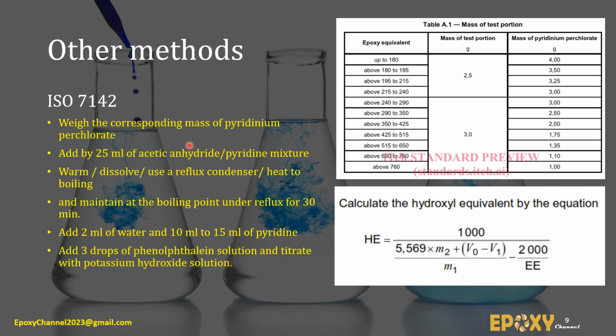So we weigh the corresponding mass of sample, which is defined by this table. We add 25 milliliters of acetic anhydride pyridinium mixture. We warm it. We let the sample dissolve in the solution. We use a reflux condenser. We heat it to boil, and after that we let it boil for 30 minutes. After that we add 2 milliliters of water and 10 to 15 milliliters of pyridine, and add 3 drops of phenolphthalein solution and titrate with potassium hydroxide solution.